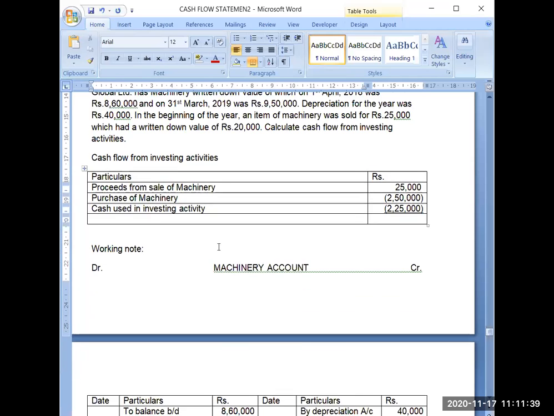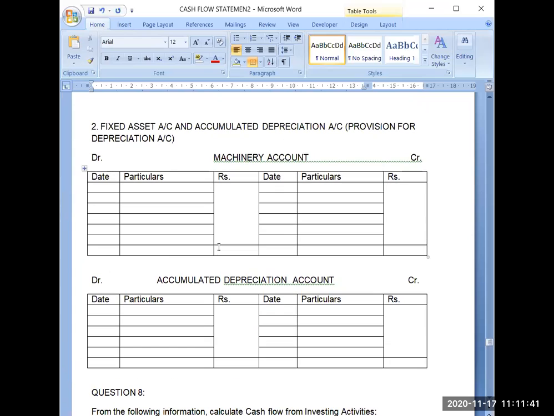So you should be able to decide about these two things and you will be able to complete your investing activity simply. Now see further, there is also a method called provision for depreciation method, which you have studied last year. So you should know these entries also. Regarding machinery account, it will remain the same. There will be no change for writing the opening balance and closing balance. To balance brought down, and the closing balance will be written as by balance carried down.